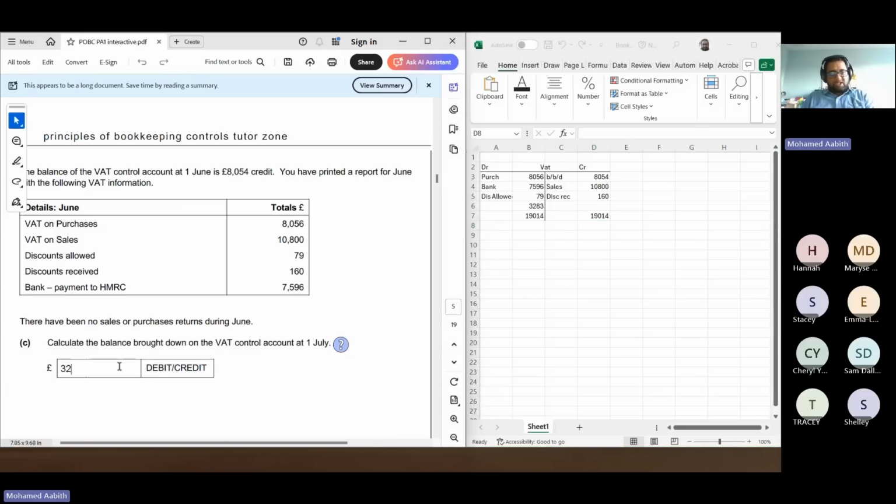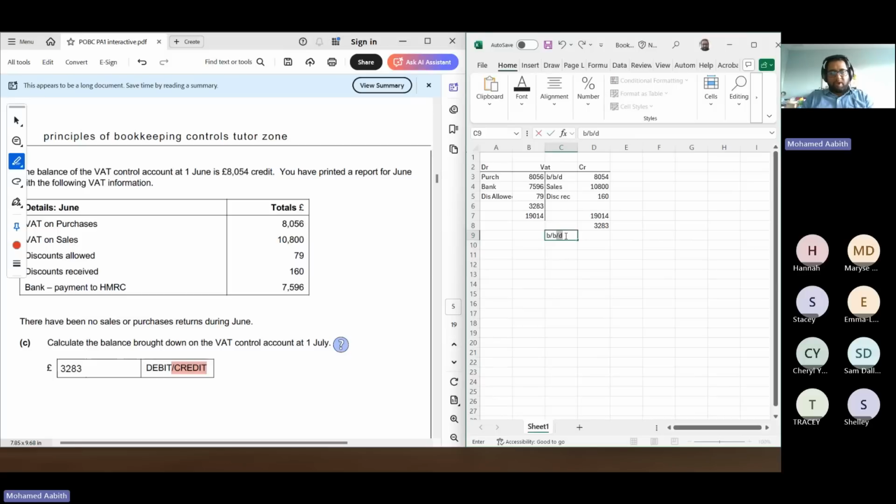So here, the balance brought down in that scenario is also going to be equal to that figure. So it's going to be 3283, and the answer will be credit, because it's your balance brought down they're asking you, not the carried down figure.